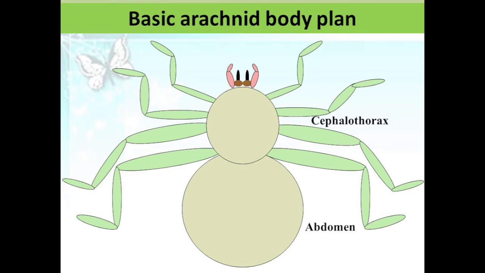This is the basic arachnid body plan. In this, a spider has only two main body parts because the head and thorax region are a single unit, the cephalothorax, that contains all the parts of the head, that is eyes, mouth and palps, and the legs. The abdomen contains the reproductive parts and spinnerets that make the silk web.